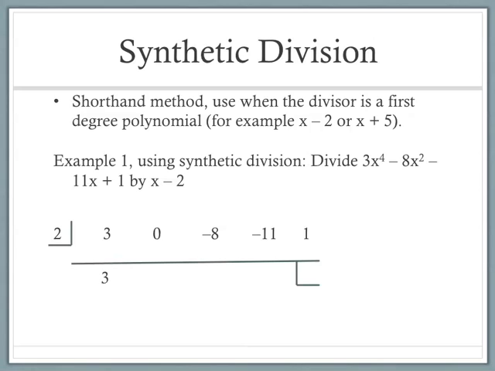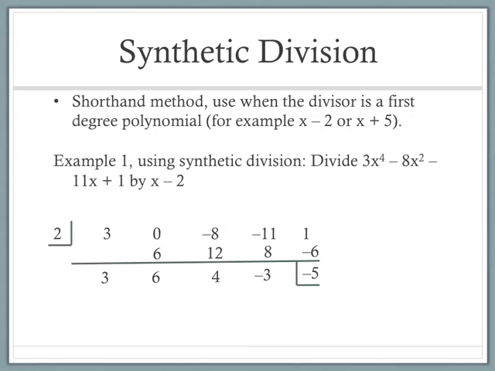Next, you're going to multiply and add, multiply, add, multiply, add until you get to the end. So what do you multiply? What do you add? So you are going to multiply this 3 by that 2 that's in the upper left corner. So 3 times 2 is 6. We write that right under the 0. And then we add. Now do the same thing. So multiply 6 times 2, that's 12. And then add. Multiply by 2, we get 8. And then add. That gives us negative 3 times 2, negative 6. Then add, we get negative 5.